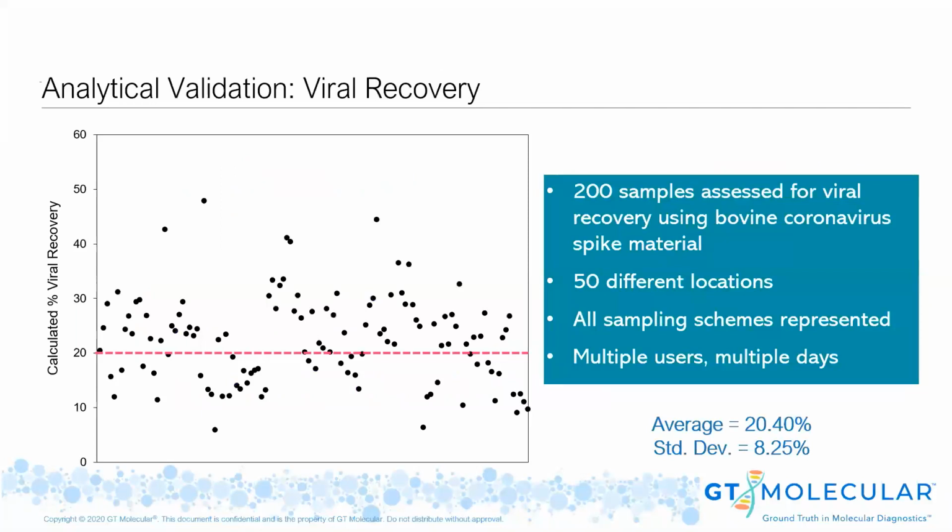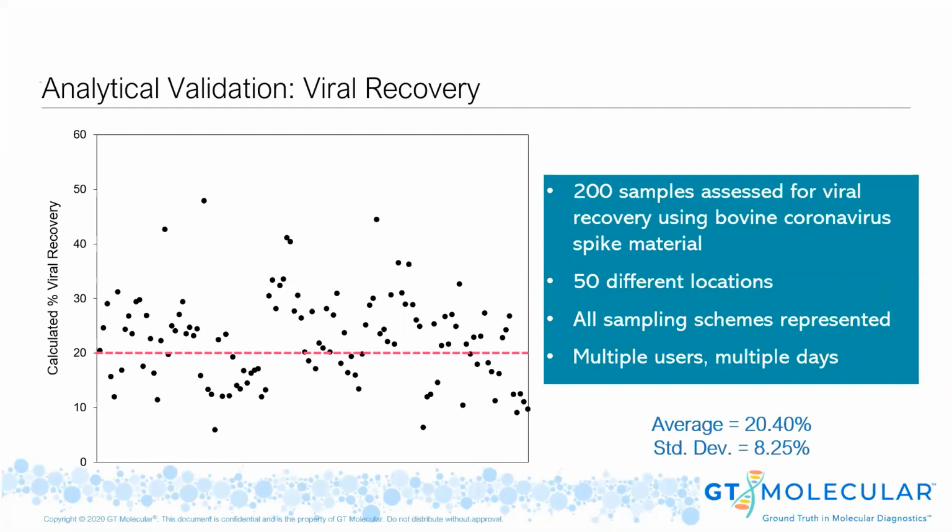Here I am showing data from our analytical validation testing, in which we tested 200 different samples from 50 different locations to assess the variability of that bovine coronavirus viral recovery from day to day and from sample to sample. These locations included primary influent into several different wastewater treatment plants, academic facilities and dormitories, and neighborhood monitoring. The sample types included flow-adjusted and time-adjusted composite samples collected using autosamplers, as well as grab samples. In the data shown here, each data point represents an individual sample, collected on multiple days by 3 different operators.